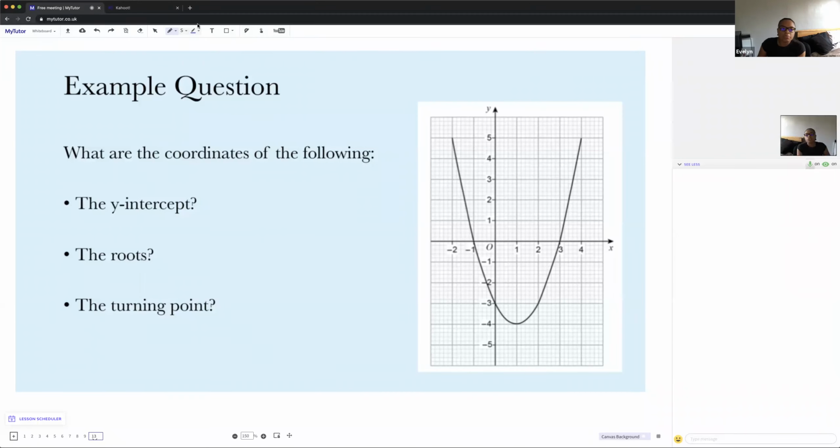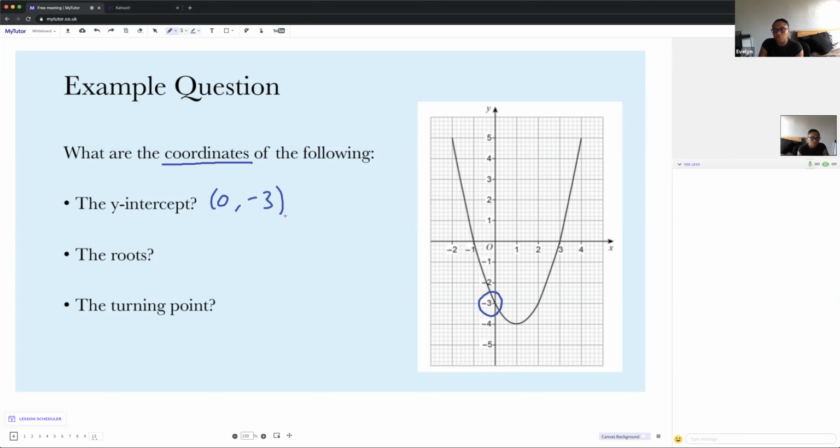So one big thing with this question is it's asking for the coordinates. So we want an x coordinate and y coordinate in brackets. So if we have a look at the y-intercept, where does this curve cross the y-axis? So it's over here. And this coordinate is (0, -3). So that is our y-intercept. The x part is 0, the y part is -3.